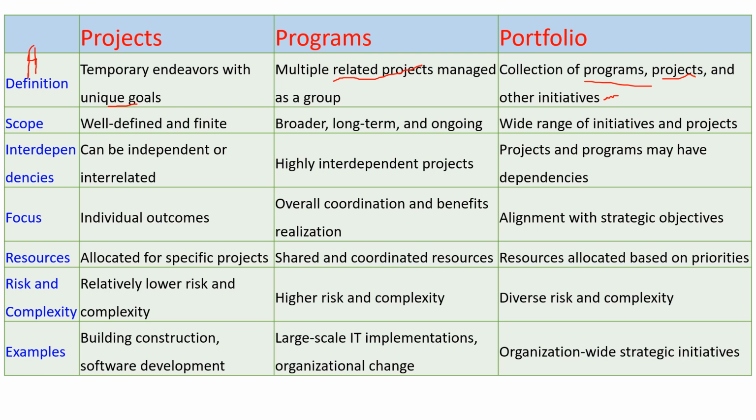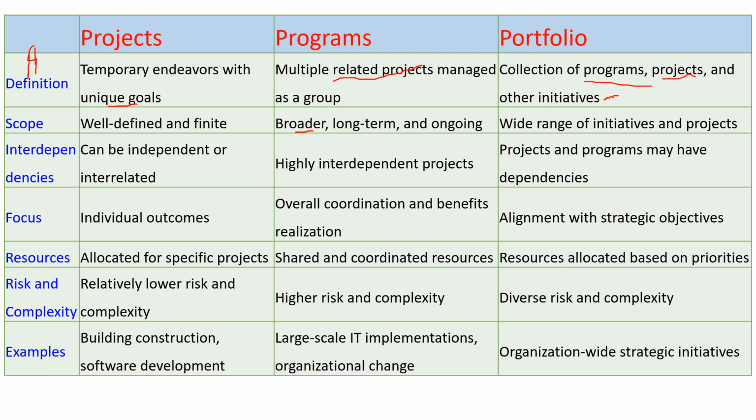When we see the scope, for a project it is well-defined and finite. For a program, the scope is broader. We know that a program includes multiple related projects, so it is long-term, broader and ongoing. And for a portfolio, a wide range of initiatives and projects are included. It is a wide range of initiatives and projects.